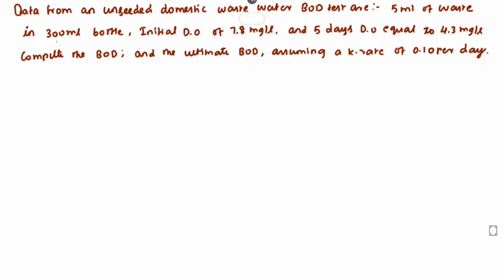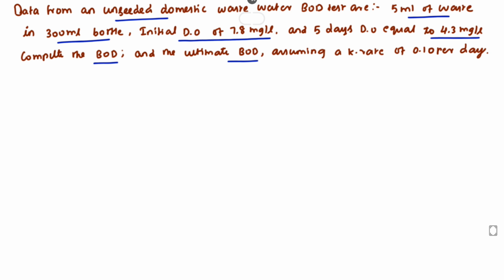Now we take the data from an unseeded domestic wastewater BOD test, with 5 ml of waste in a 300 ml bottle. Basically, we use a 300 ml BOD test bottle. So we take 5 ml of wastewater in the 300 ml bottle, then dilute using fresh water. The initial dissolved oxygen is 7.8 milligram per liter, and the 5 day dissolved oxygen is 4.3 milligram per liter. Now compute the BOD and the ultimate BOD.